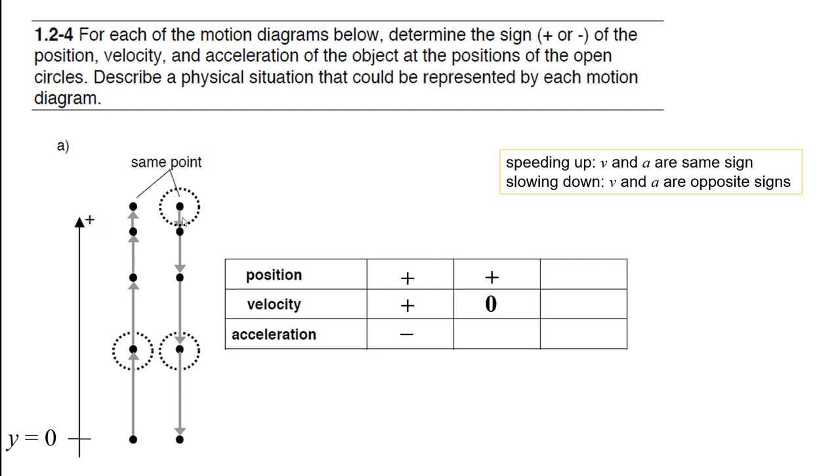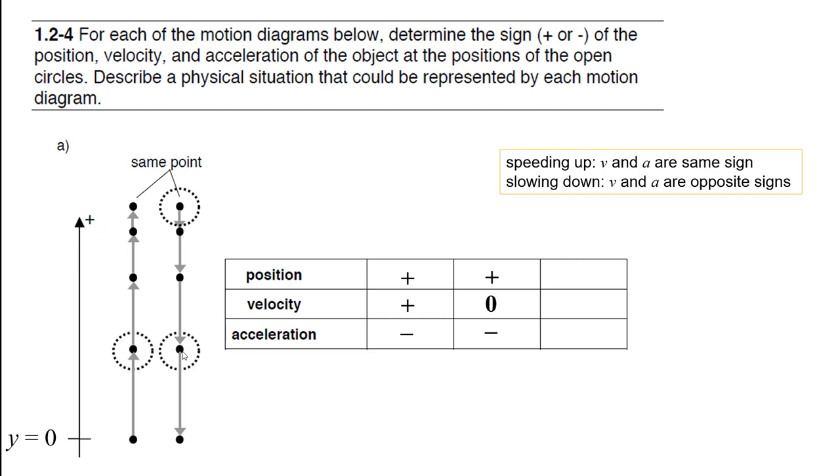So if I compare to this downward direction, my acceleration should be in the same direction as that downward direction because I'm speeding up in that downward direction. Either way, both of those methods of reasoning tell me that my acceleration is negative.